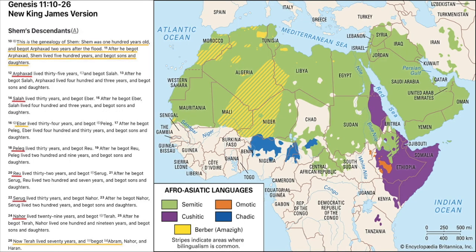Genesis chapter 11, verse 10 through 26 reads, "This is the genealogy of Shem. Shem was 100 years old and begot Arphaxad 2 years after the flood. After he begot Arphaxad, Shem lived 500 years and begot sons and daughters. From Shem you get Arphaxad, Shelah, Eber, Peleg, Reu, Serug, Nahor. Now Terah lived 70 years and begot Abram."